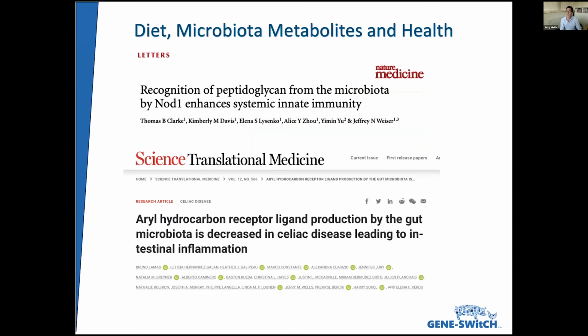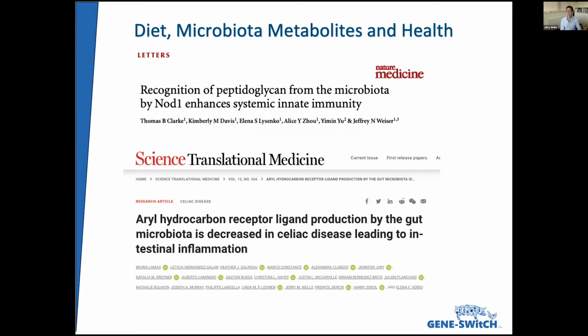So in the last decade, there's been a lot of research looking at diet microbiota research, and it's become very apparent that the metabolites produced by the microbiota, which is obviously connected with the diet, play a big role in human health. For example, some peptidoglycan fragments which cross the barrier are very important in enhancing systemic immunity and priming of macrophages and neutrophils, for example.